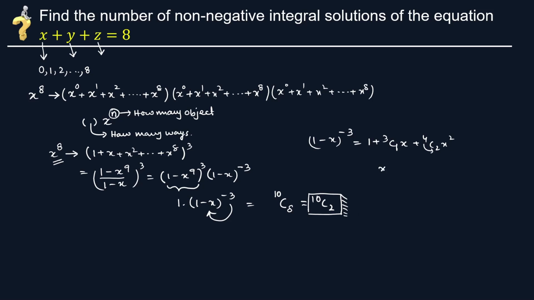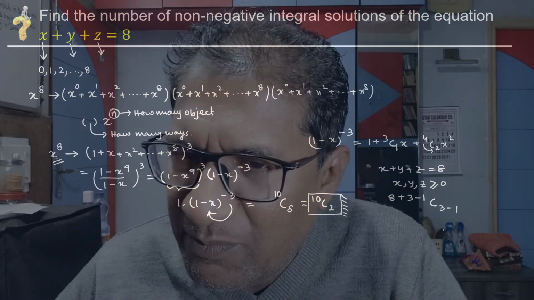In Beggar's method, we have x plus y plus z is 8, where x, y, z are all greater than or equal to 0. So the total number of non-negative integral solutions will be (8 plus 3 minus 1) C (3 minus 1). Those who have not seen the Beggar's method in my previous class, I suggest you first see that video and then come to this video, so that you will have a second option for doing this kind of problem, because these problems are very, very important.